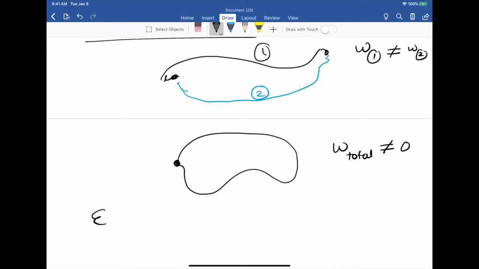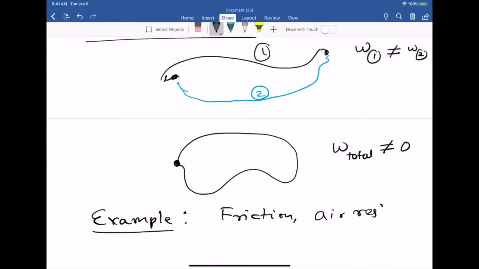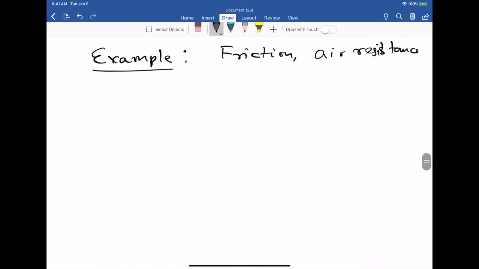So what's an example of a non-conservative force? Friction, air resistance, these are all non-conservative forces. They're also called dissipative forces. So friction is the most important non-conservative force that you're going to see in this course. Okay. All right. The next thing that we're going to talk about is the spring force.